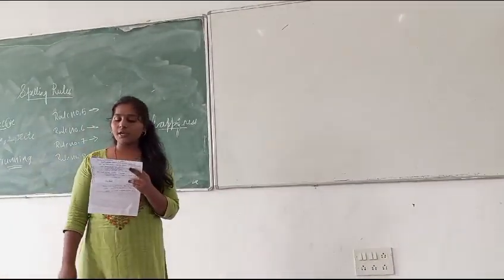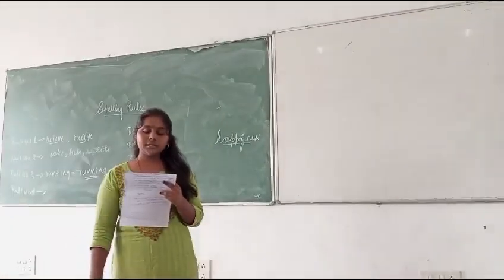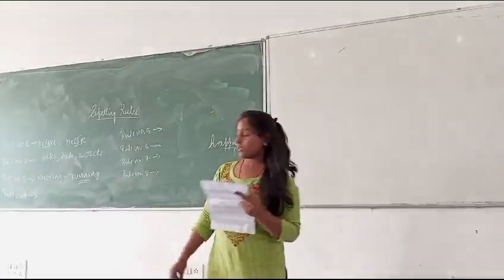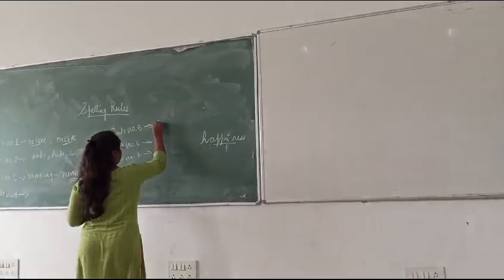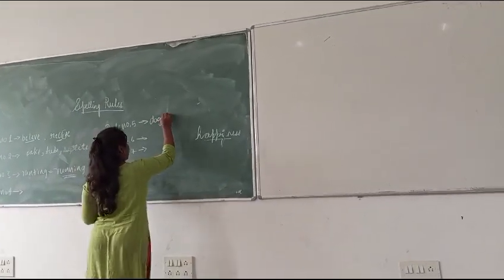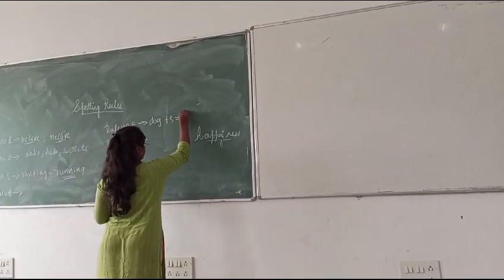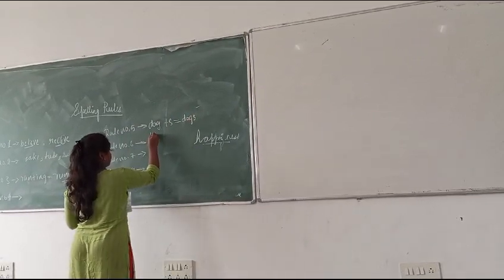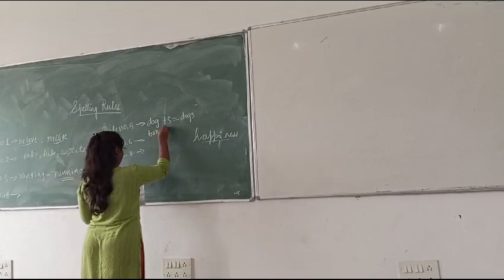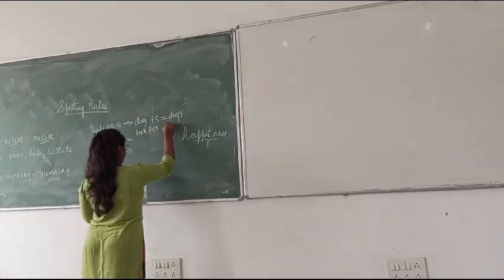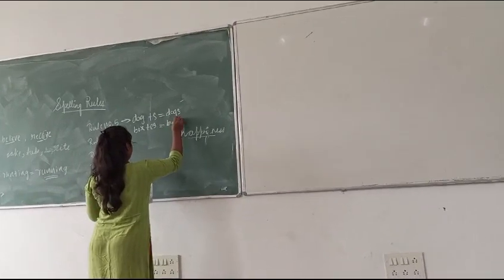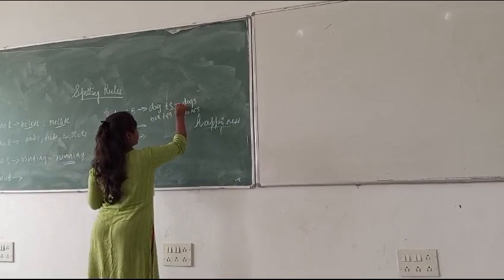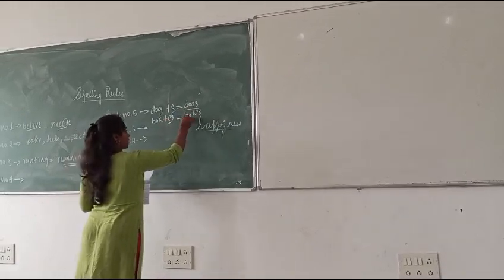Plural rule. If a noun ends in S, X, Z, CH or SH, add ES. Otherwise add S. For example, dog plus S. It does not end with S, X, Z, CH or SH, so we use dogs. Ends with X, we add ES: boxes.